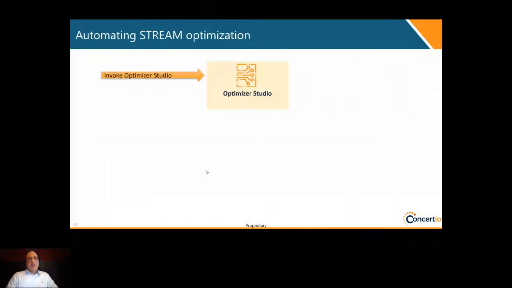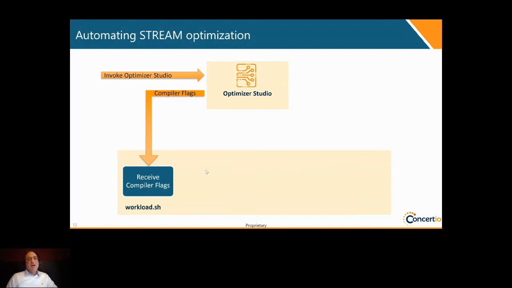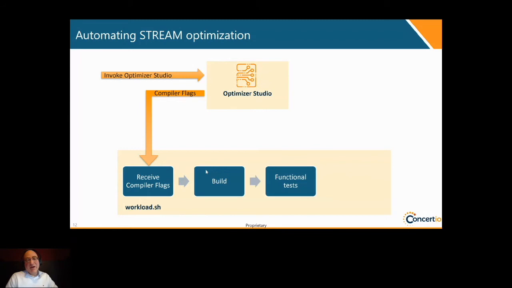and continue and explain a bit about what we are actually doing. We are invoking a tool called Optimizer Studio. Optimizer Studio will pass compiler flags to a script that receives these compiler flags. It builds the stream example. It runs some kind of functional test just to see that it works and the build was successful. And then it runs a performance test.